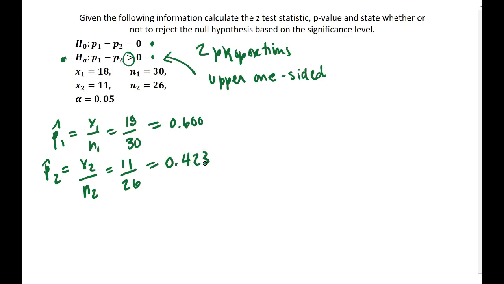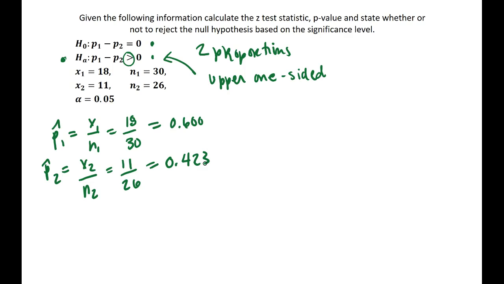Just as a side note, it's really important to carry your decimals at least 3 to 4 decimal places when doing proportions tests, because slight differences from rounding can really change your answer. So it's important to carry a lot of decimal places when you're doing proportions problems.